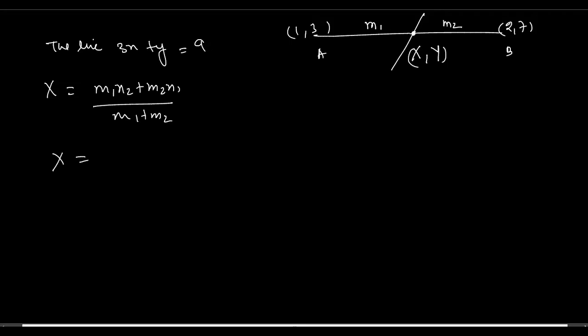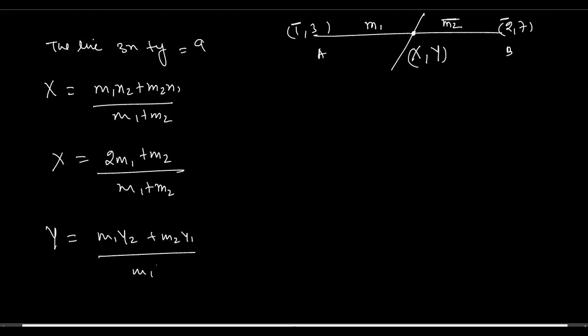The value of M1 is M1 and X2 is actually 2, so you can write 2M1, because when M1 gets multiplied with 2, you get 2M1. When M2 gets multiplied with X1, which is 1, you get plus M2 upon M1 plus M2. So this is our value of X. In a similar way, we can calculate the value of Y. The formula is M1 Y2 plus M2 Y1 upon M1 plus M2.